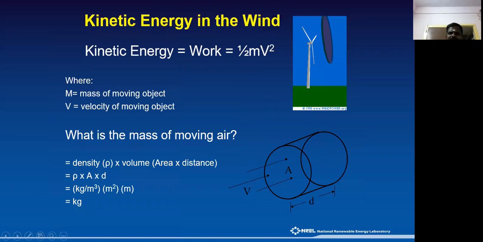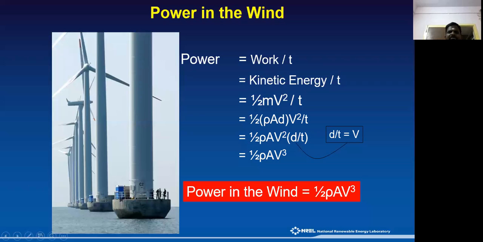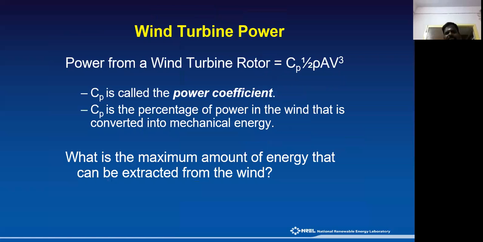So from this, how are we extracting power from the wind turbine system? The power from the wind turbine rotor is equal to this one. Here Cp represents the power coefficient. It is a strongly non-linear power coefficient. So what is the maximum amount of energy that can be extracted from the wind? Here it is indicated.